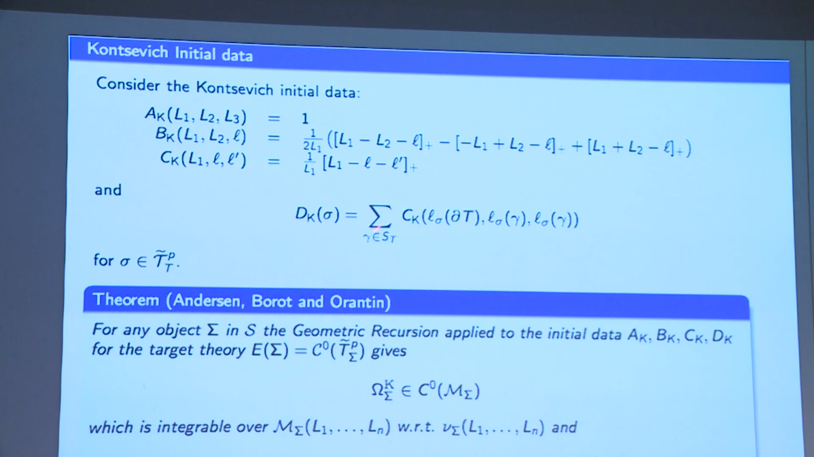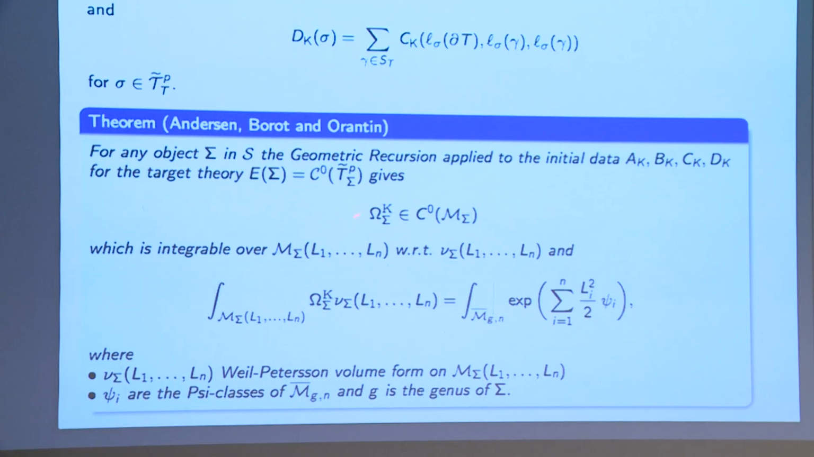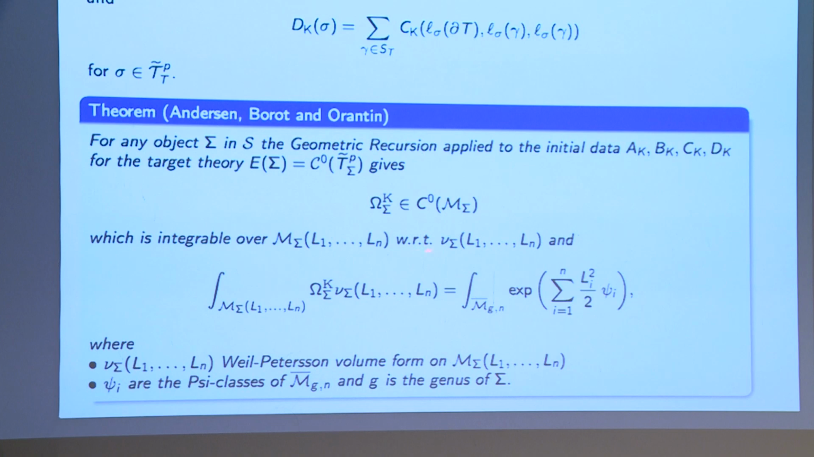And so the theorem now says that you can run the geometric recursion for these, and then you will get some functions on Teichmüller space, which are mapping class group invariants. Of course, they're continuous functions on the moduli space. And in fact, they are integrable with respect to the volume form associated to the Weil-Petersson symplectic form. If you perform these integrals, what you get is exactly these evaluations of psi classes. And this is the reason why we call it the Kontsevich initial data.